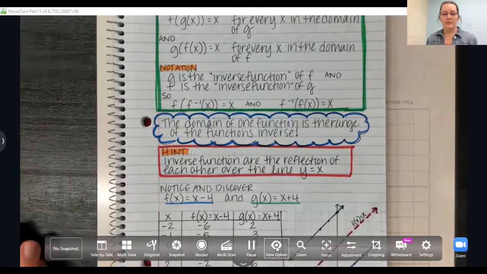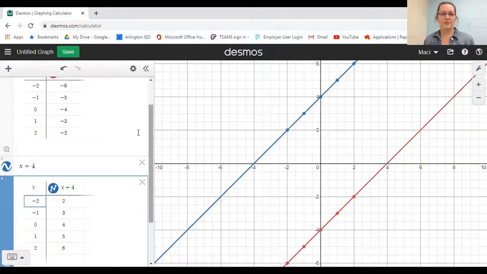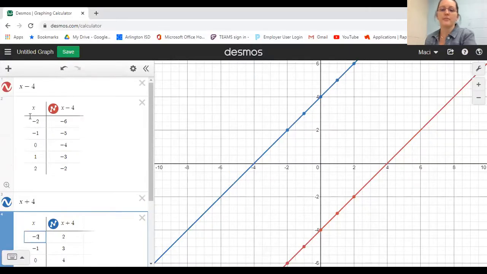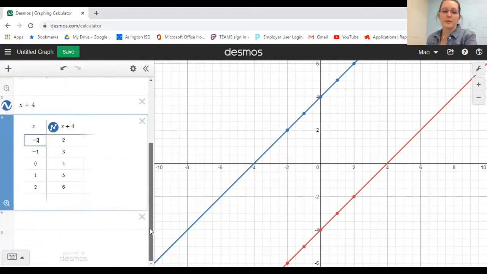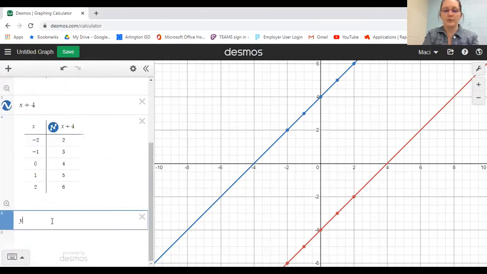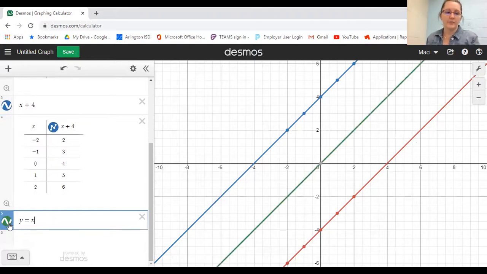So I'm going to pull up my Desmos here, and I'll show you what that means. I have two functions here: x minus 4 and x plus 4. So x minus 4 is this red line here, and x plus 4 is this blue line. X minus 4 and x plus 4 are inverses of one another. What I want to do is show you that y equals x line here, and I want to dash it.